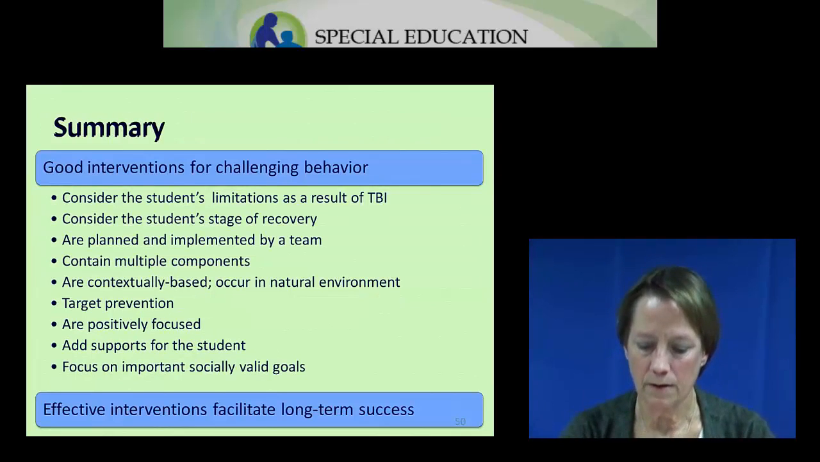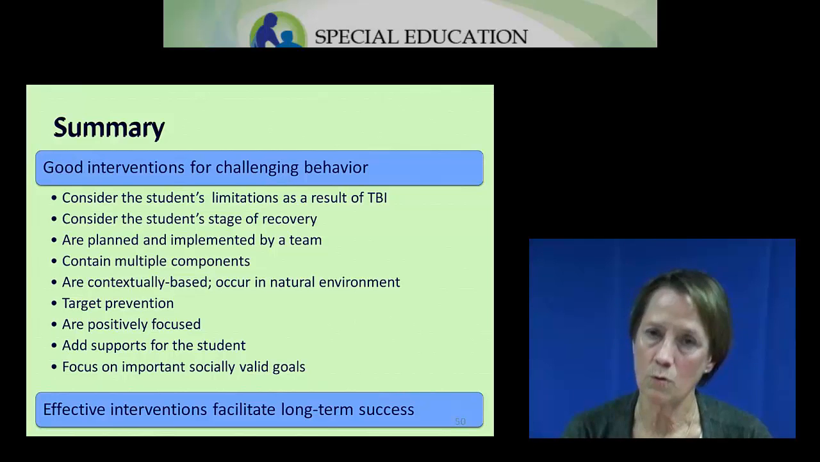Finally, on this slide is a summary of some of the characteristics of good intervention plans for challenging behavior. And I'm going to highlight a few that are particularly important for students who are coming back to school after TBI. First of all, we want to consider the students' limitations that occur as a result of the TBI. We want to look at things like executive functioning and memory that we talked about in an earlier webcast. Secondly, we want to think about the student's stage of recovery. Is this early? Is this late? Which kinds of strategies are going to be most effective for us?